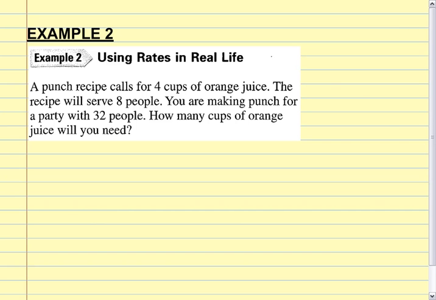Okay? So great. In example number 2, it says a punch recipe calls for 4 cups of orange juice. Now, the recipe will serve 8 people. You are making punch for a party with 32 people. How many cups of orange juice will you need? Can you set up a proportion for me? A proportion always looks like this. Fraction equals fraction. 4 cups gives us what? 8 people. All right. 32 on the bottom. And then X on top. X cups, isn't it? Okay.